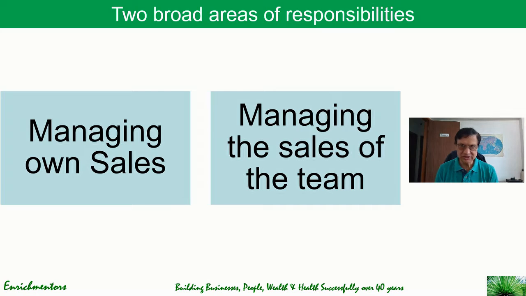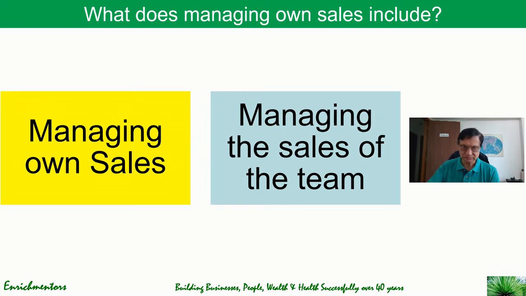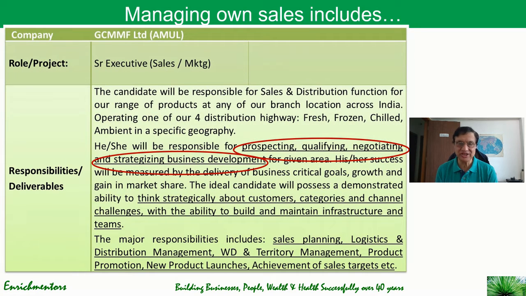So let's look at what managing your own sales involves. The way I'm going to do it is to show you two examples of real-life job descriptions. One is from a very reputed brand in India called Amul, from the Gujarat Cooperative Milk Marketing Federation. Amul is a well-known brand, and here you have a JD of a senior executive sales, which is basically a sales manager. If you read this through, this candidate will be responsible for the sales and distribution function for a range of products at any of our branches, operating on a distribution highway, et cetera.